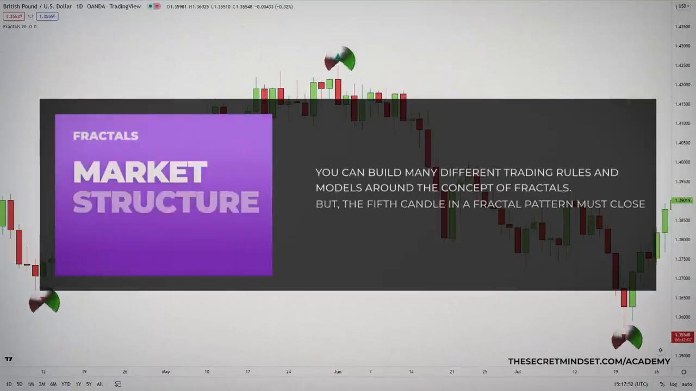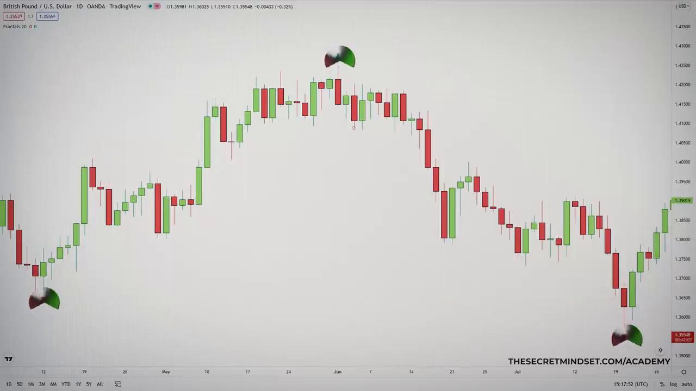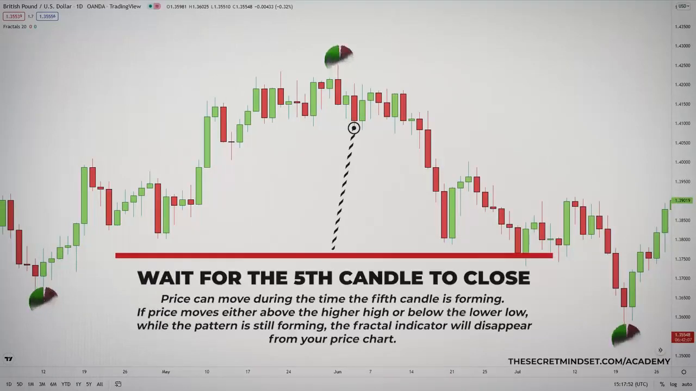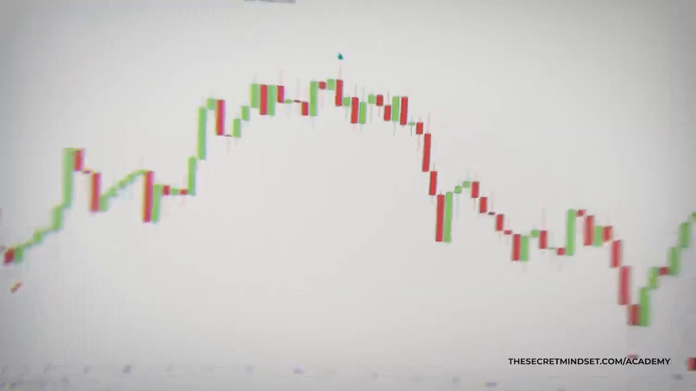The structure of the market fractals is very simple to understand. You can build many different trading rules and models around the concept of fractals. But very important, the 5th candle in a fractal pattern must close before you make trading decisions. This is because the price can move during the time the 5th candle is forming. If price moves either above the higher high or below the lower low while the pattern is still forming, the fractal indicator will disappear from your price chart. So you must wait for the pattern to complete in order to make sure that the fractal is confirmed.